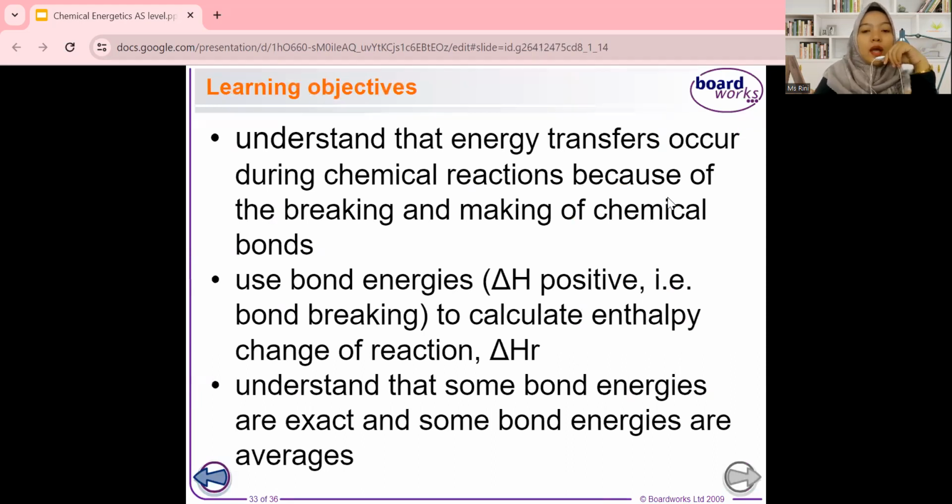Number one, understand that energy transfer occurs during chemical reactions because of the breaking and making of the chemical bonds. Number two, use bond energy to calculate enthalpy change of reaction, delta HR. And number three, understand that some bond energies are exact and some bond energies are average.